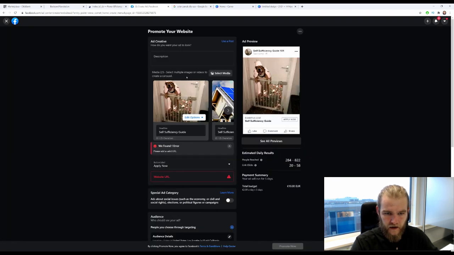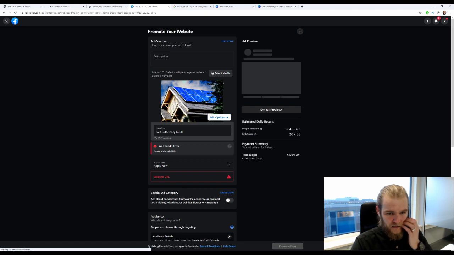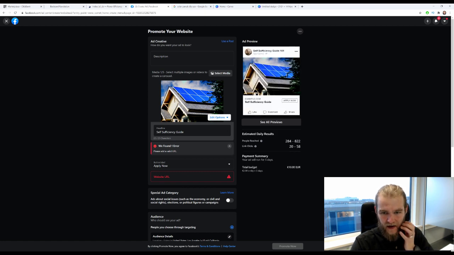And there we go. Awesome. Okay, so we have our image, right? And look how that pops. The first thing you notice when you see this image is the actual solar panels. So very good stuff. Very good stuff.